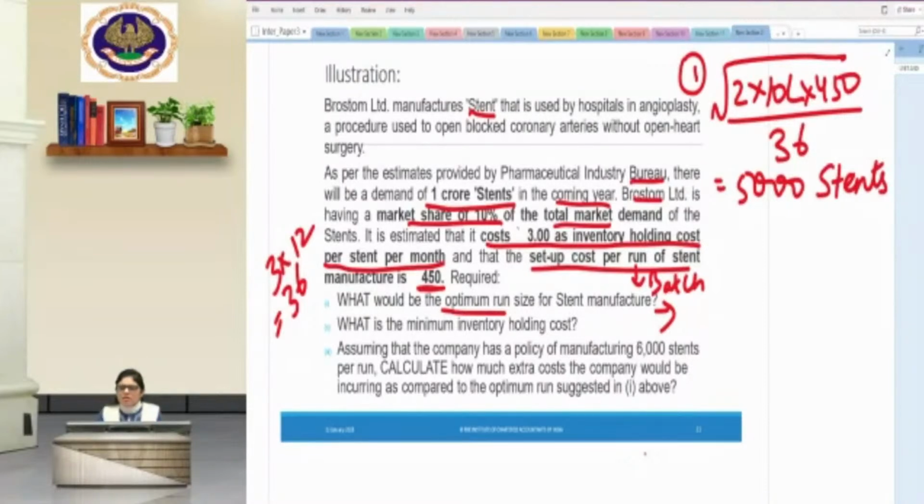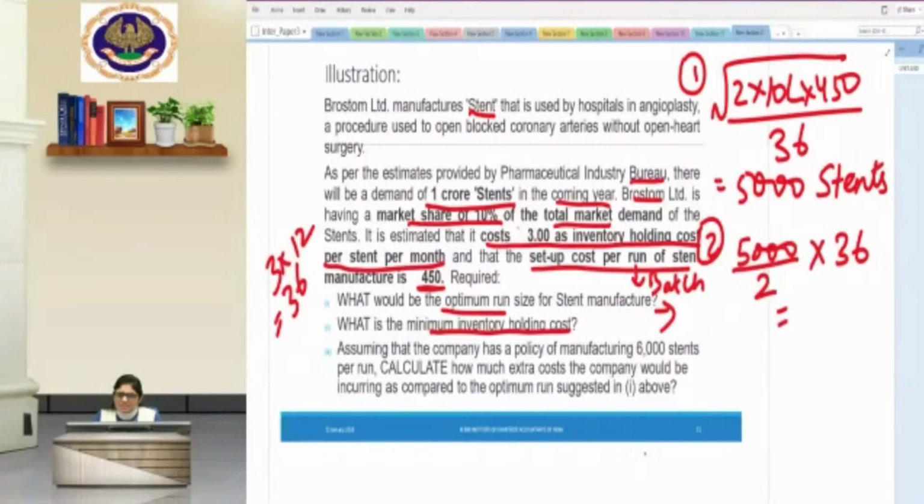All right. So second now. What is the minimum inventory holding cost? So 5,000 is the EBQ. Average of 5,000 is 5,000 divided by 2. Minimum inventory holding cost is average inventory into 36. The economic batch quantity is 5,000 stents. Inventory holding cost will be 5,000 divided by 2, the average inventory, into 36.